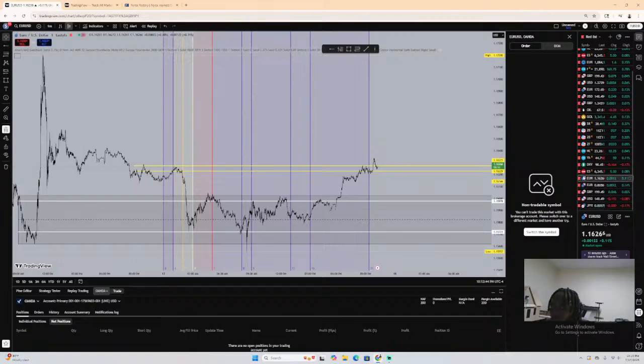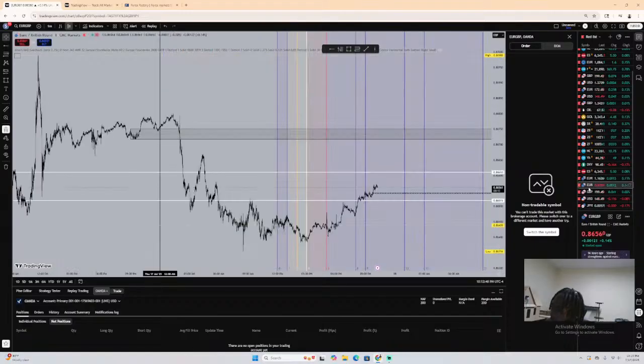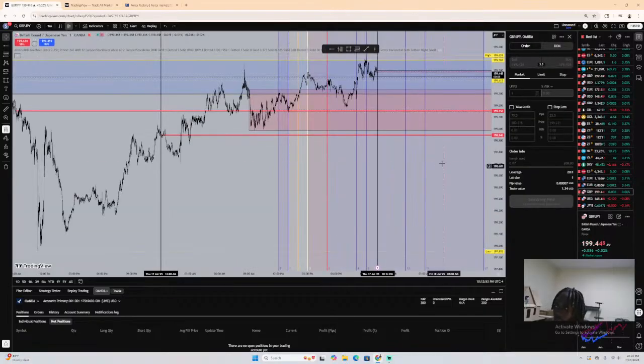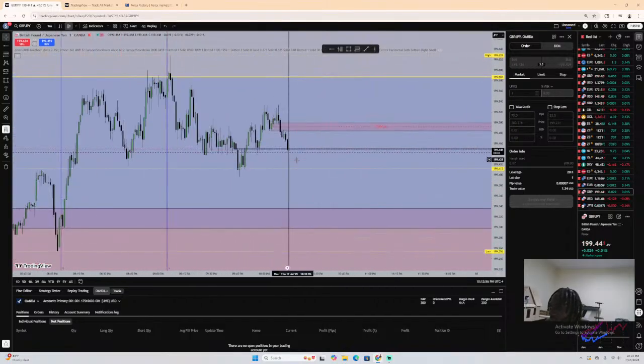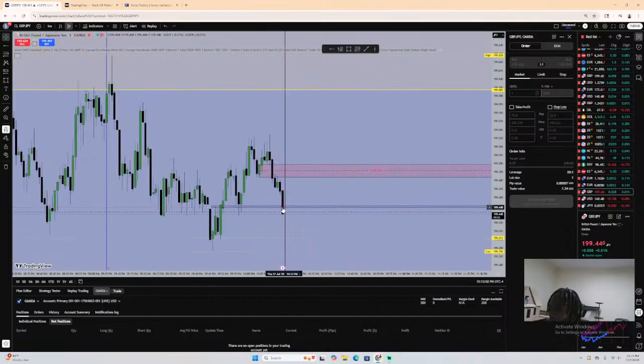We got euro, dollar, right? Euro, GBP, British pound, and yen. Boom, right? We're at that 44. It's about to be that 14 to 15 area. The key to this is patience, bro. Key to this is patience. If there's not a trade, don't take the trade.